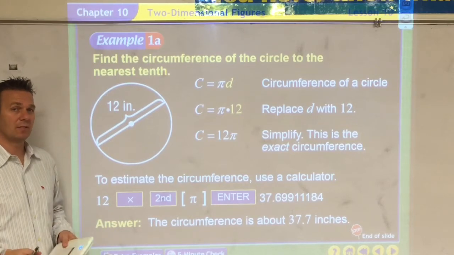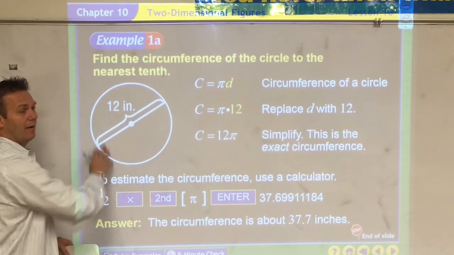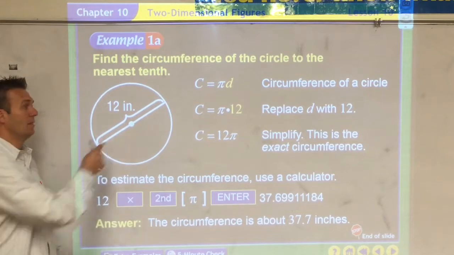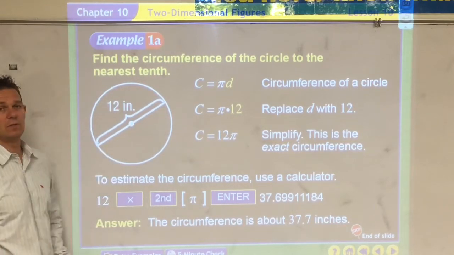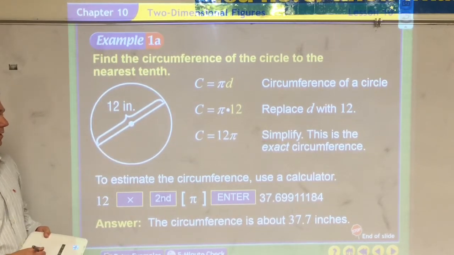Okay, so we're doing circumference. You will also learn eventually the area of a circle, but for circumference, the distance around the circle, which is the perimeter, that's what you're working on right now.